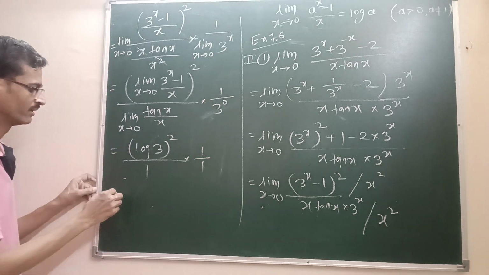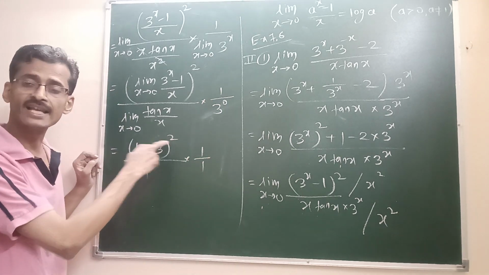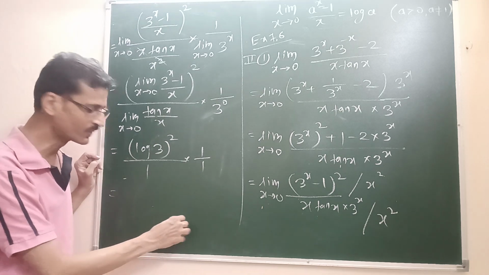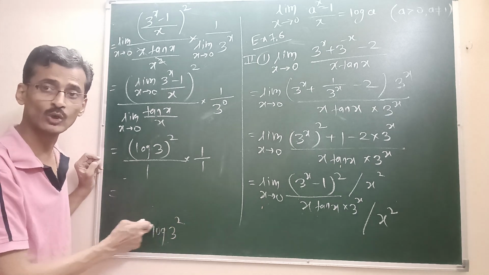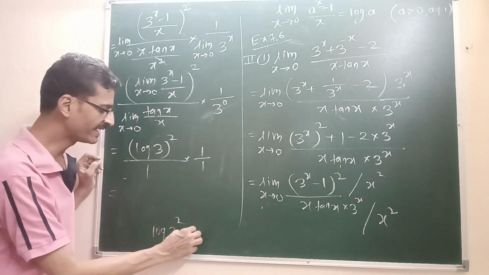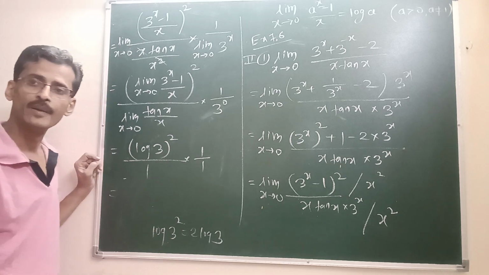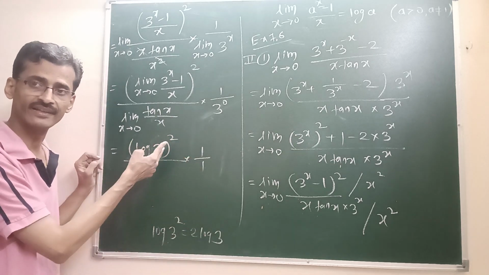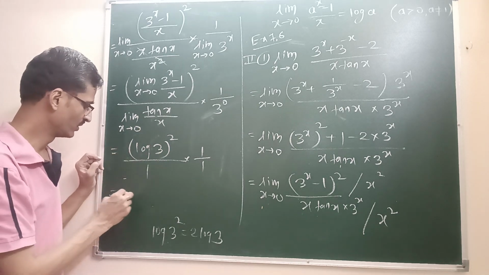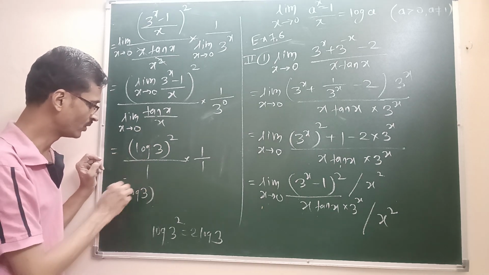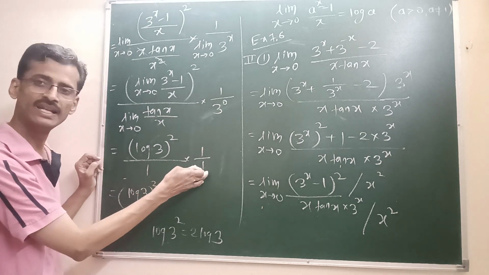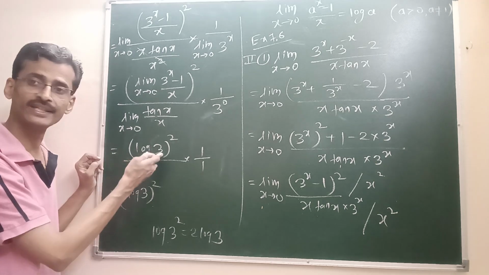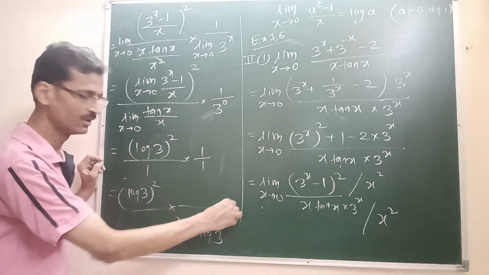Now don't write this as 2 log 3. When can we write that? If only 3 square is given, not log 3 whole square, then we can write 2 log 3. But here log 3 whole square is given, so don't use this formula here. Write the same answer. So log 3 whole square into 1 upon 1. So we will get the same answer, log 3 whole square. Okay.